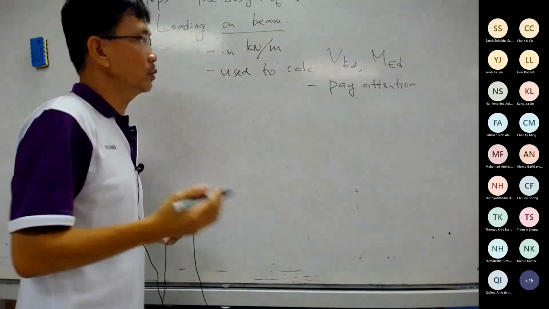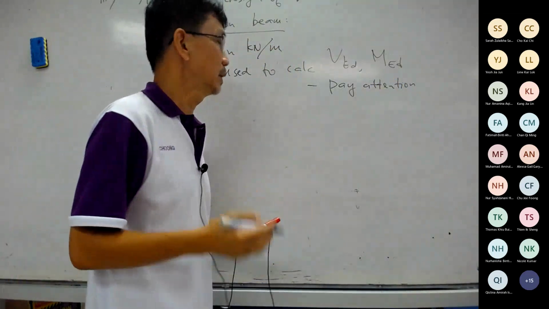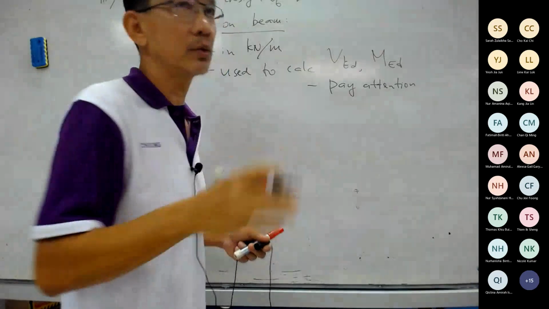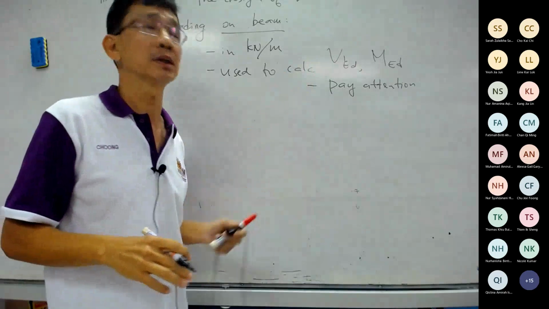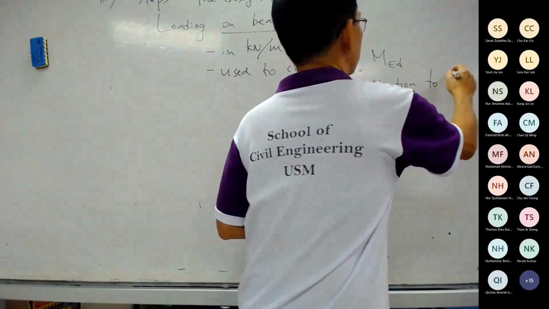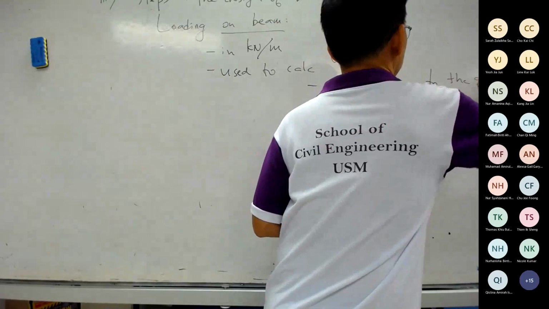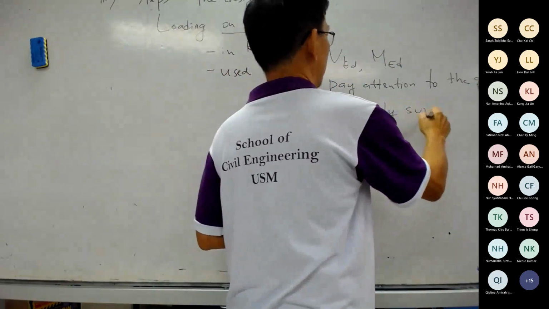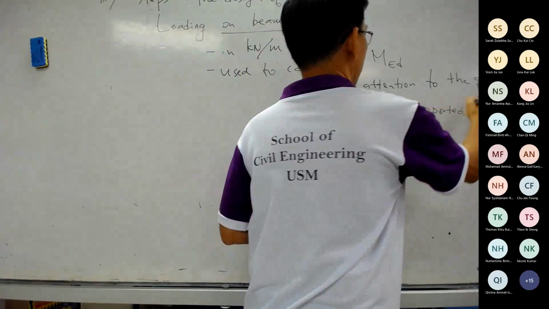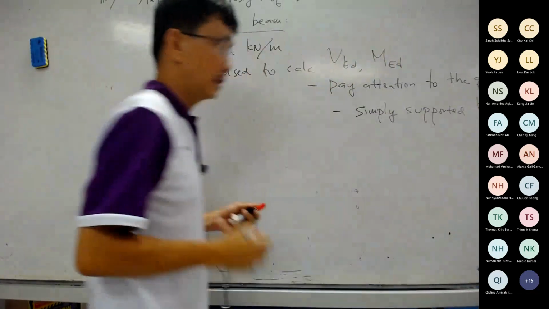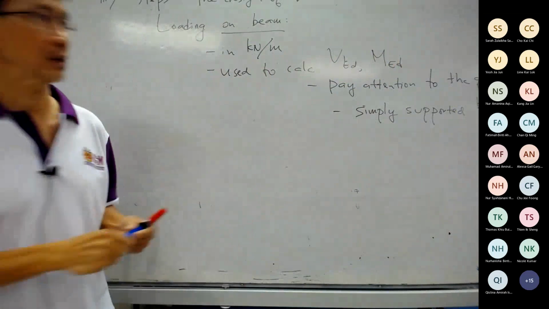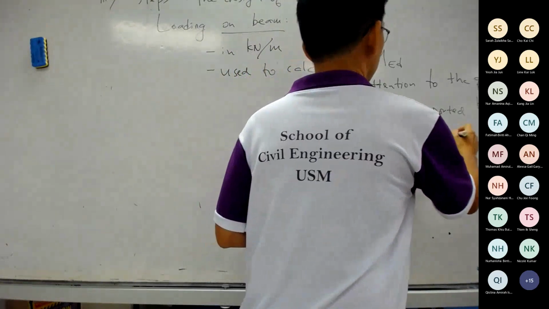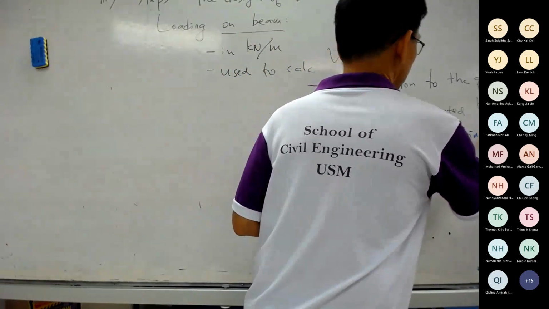If the question is a continuous beam, you cannot get VED and MED using the formula for a simply supported beam. It is not WL/2 for shear and WL²/8 for moment. This is only for simply supported beam. Pay attention to the questions. Okay. Is the beam to be designed simply supported? Is it a simply supported beam? Okay. Or is it part of a continuous beam? One span, part of a continuous beam.